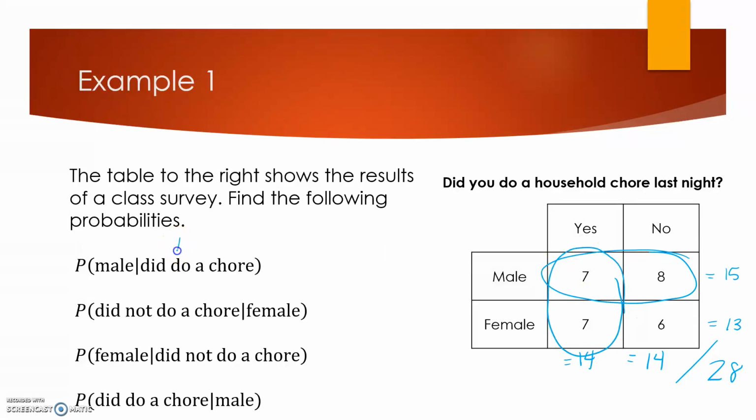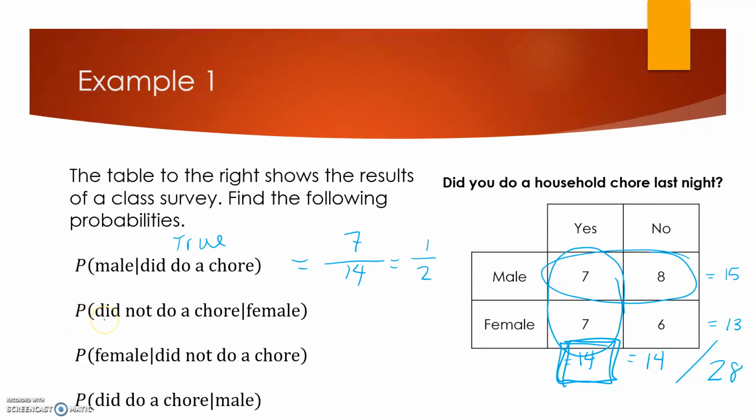So I know that this is true. I'm only looking at the people who answered the yes category. There are only 14 options to choose from there. So I'm going to say out of 14, what's the probability that the person is male? Well, there are 7 males who said yes. So really, if I simplify that, I would get 1/2.